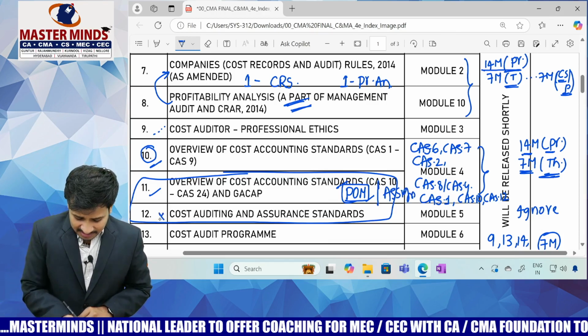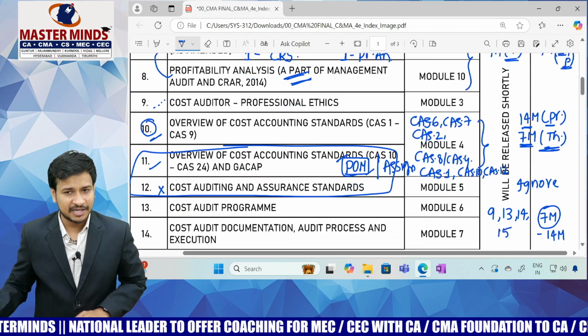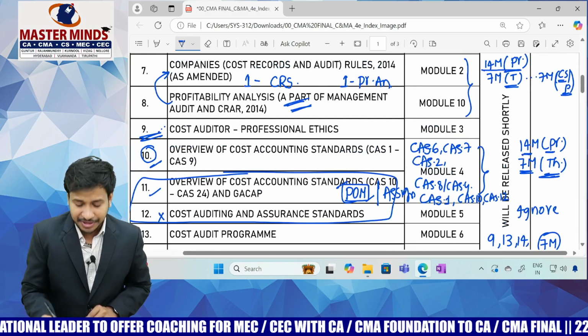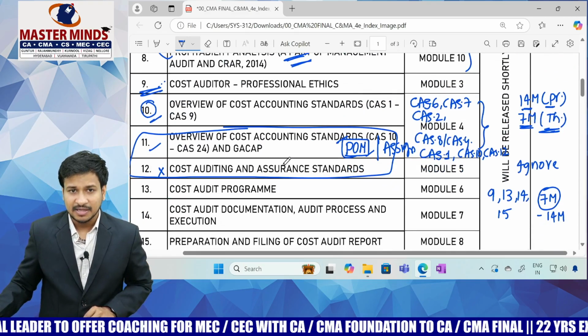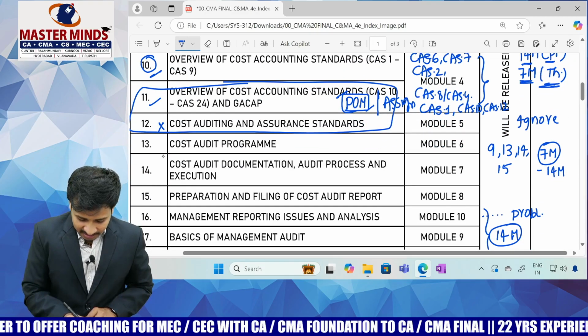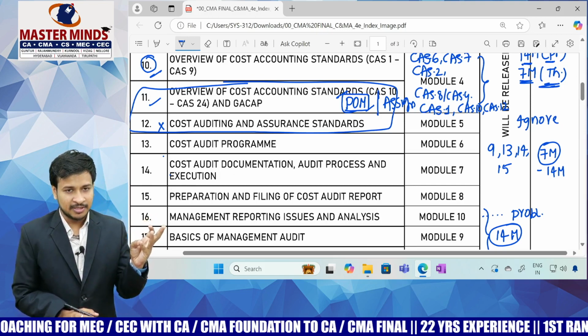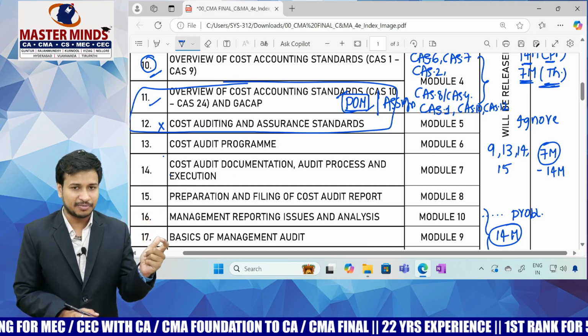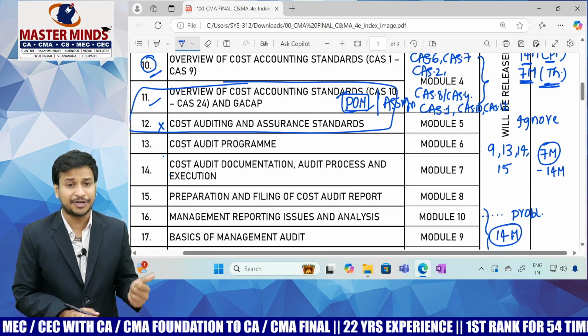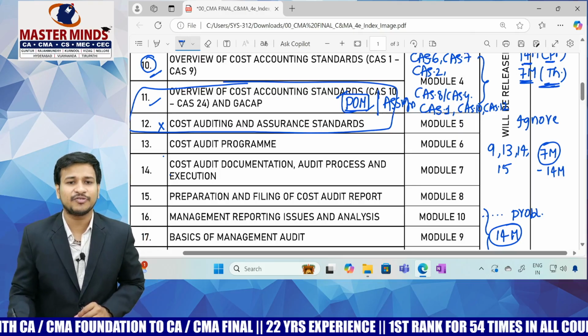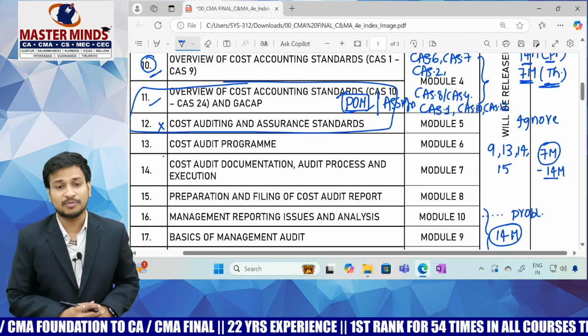And of course, as I said, you can happily ignore cost auditing and assurance standard. Now, I left one chapter here, right? Cost auditor professional ethics. Remember, chapter number 9, chapter number 13, chapter number 14, chapter number 15. Cost auditor professional ethics, cost audit program, cost audit documentation, preparation and filing of cost audit report through XBRL. From these 4 chapters, short 7 marks. If your luck is favoring more, you will get one more 7 marks.